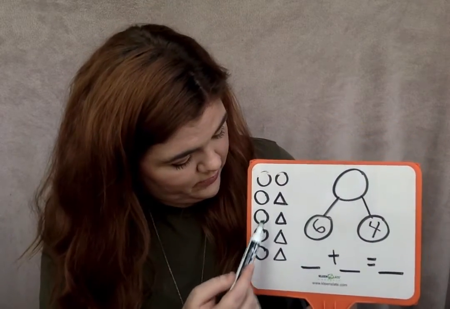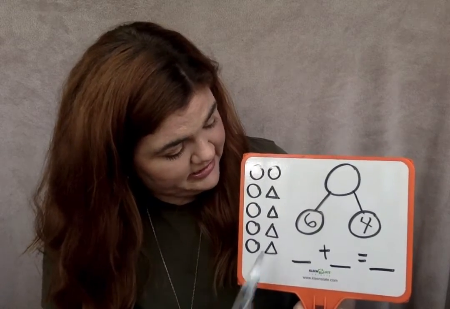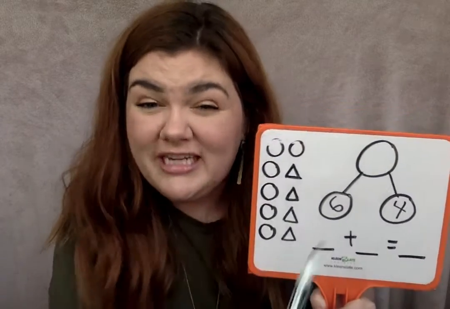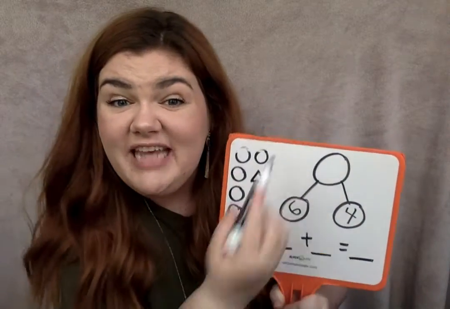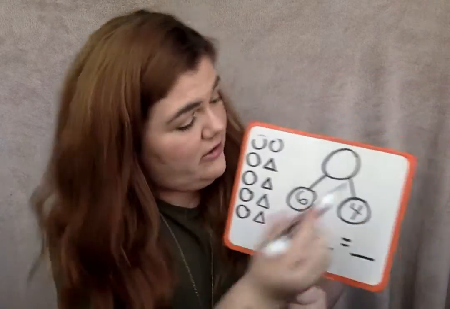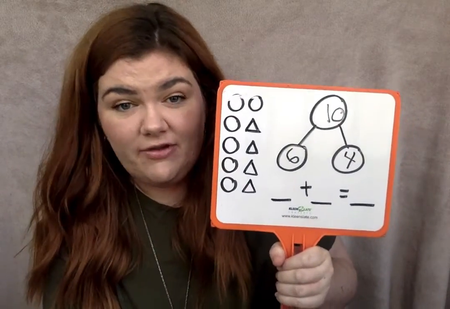1, 2, 3, 4, 5, 6, 7, 8, 9, 10. Did you get 10? I got 10. I counted how many shapes I had all together, which means all of the shapes. I have 10 shapes. So I'm going to put 10 in my whole, because the whole means how many I have all together. So 10 shapes all together.